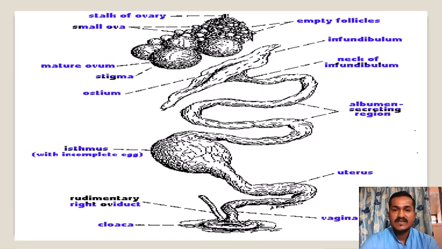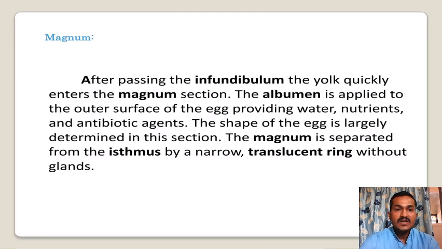You can see this is the whole diagram of the female reproductive system, that is the egg, or ovary, and this is the duct, or tube-like structure. What is it known as? It is known as the oviduct. Okay. Now, the infundibulum is followed by the next organ, known as the magnum. Understand? You can see this one is about the magnum.